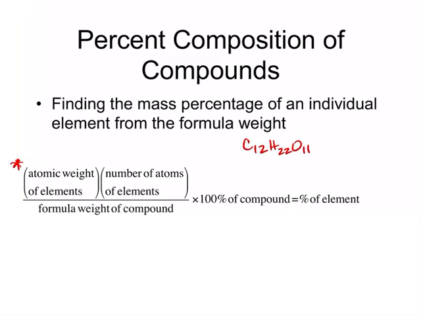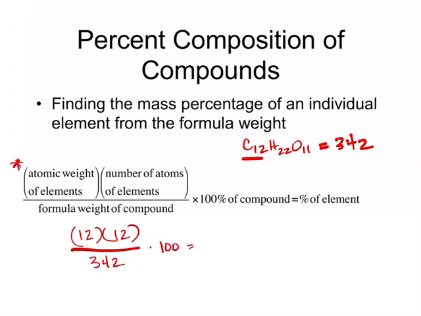Okay, let's just do the percent composition for, say, carbon. What is the atomic weight of carbon? Well, you have to go back to your periodic table. Hopefully you've got it, but the atomic weight of carbon is 12. There's 12 carbons, so that's the number of atoms in that particular compound. And then the formula weight is what we found earlier when we added all of that stuff up, and it was 342. And then you multiply that by 100.